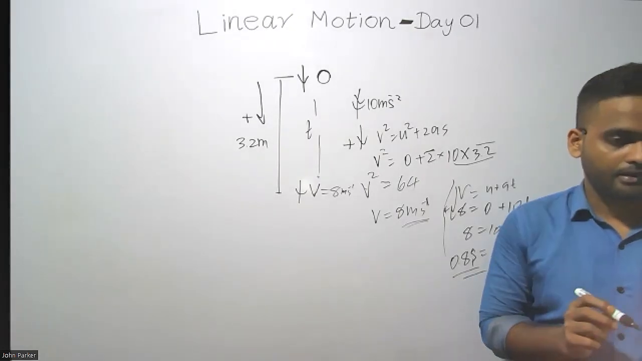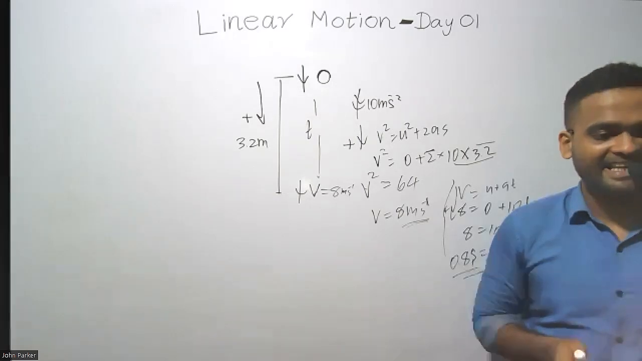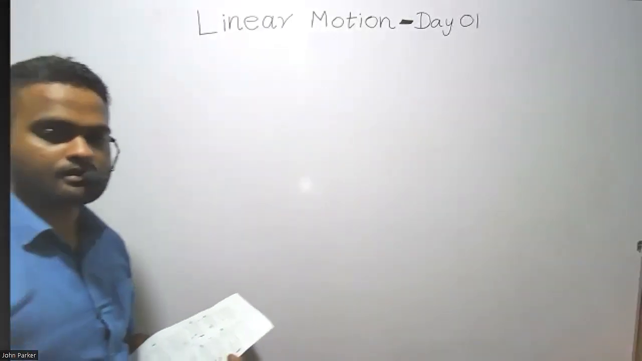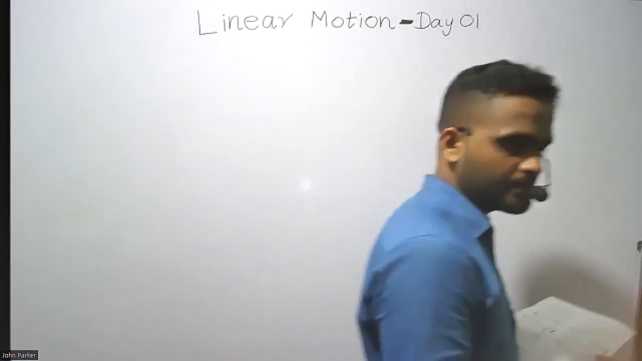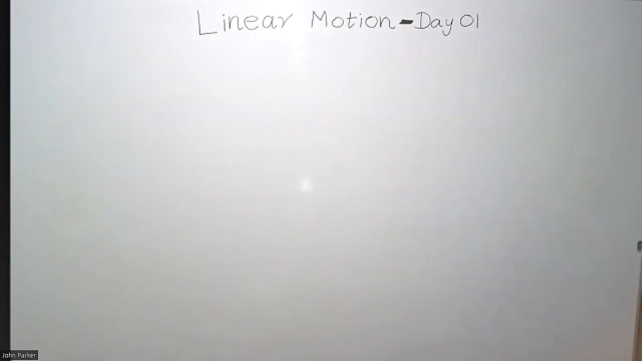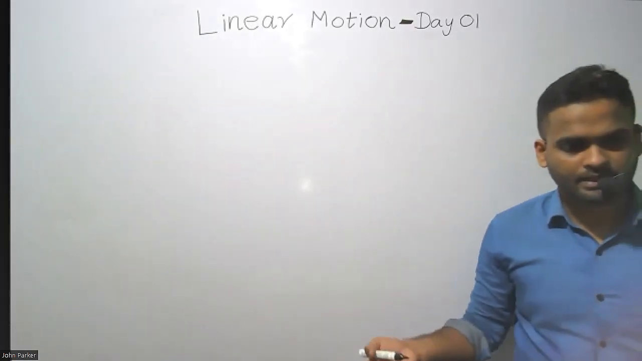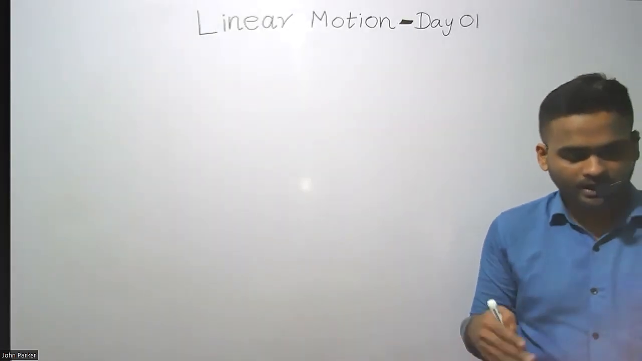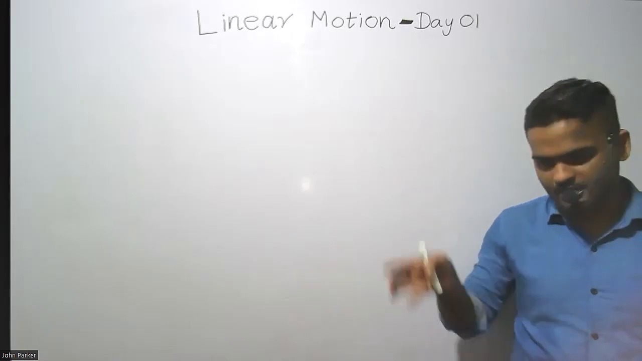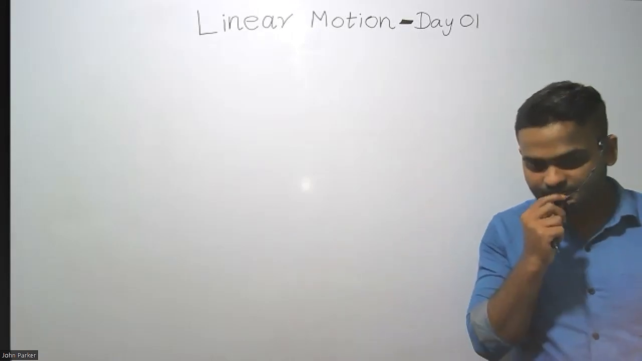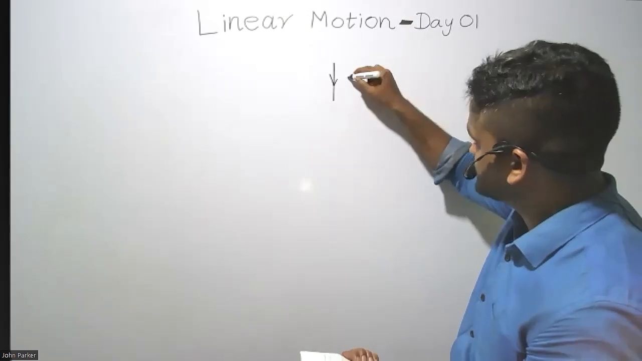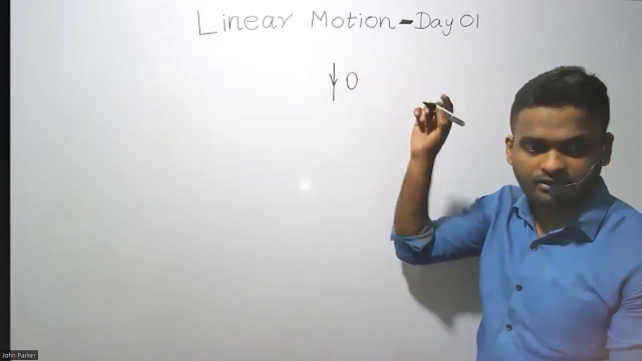Then try the 19th question. Draw a sketch, right? Don't just keep looking at the question. As you are reading the question, draw a sketch as well, so you don't have to look at the question again. Mention all the things in the sketch. So this object also is released, so initial velocity is 0.